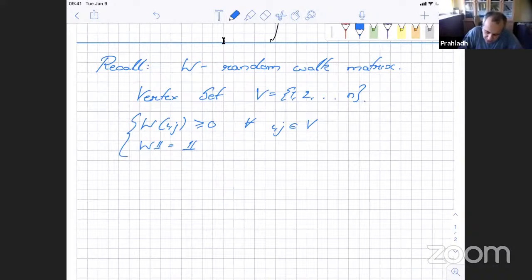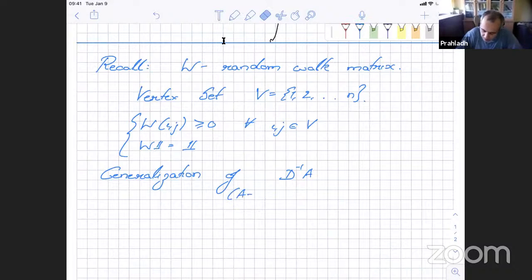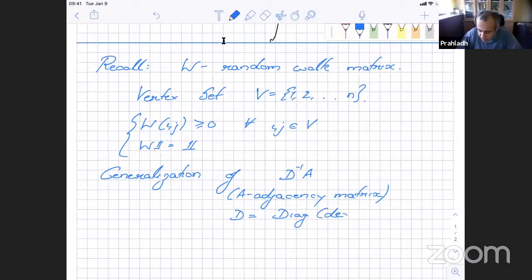These are the two properties. This is sort of a generalization of D inverse A, where A is the adjacency matrix as usual, and D is the diagonal matrix corresponding to the degrees of the vertices. This is one example of it, but a random walk matrix could be any such matrix.